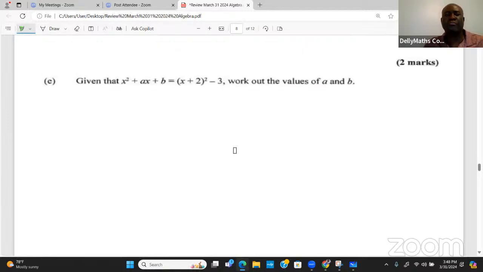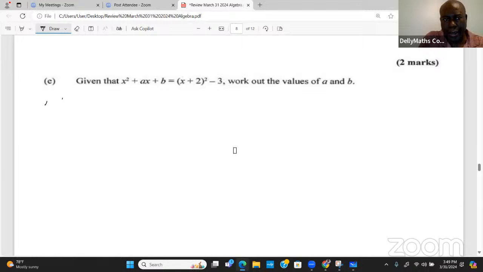Now let's take a look at this. So this one says, given that x squared plus ax plus b is equal to x plus 2 all squared minus 3, work out the values of a and b. What I'm going to do to work out the values of a and b here is that I like to work out what I have with the knowledge I have, and then I take a look at the situation. So let us take a look.